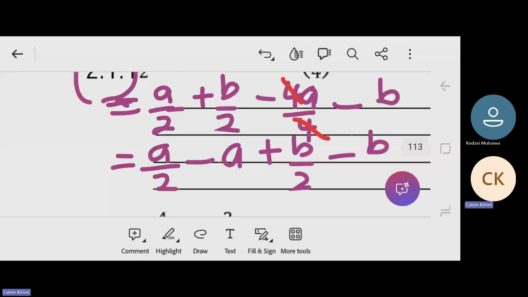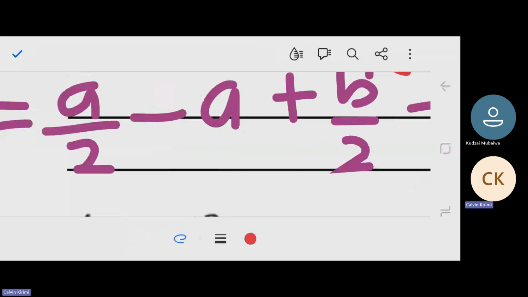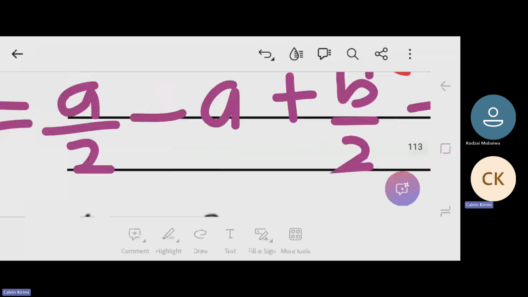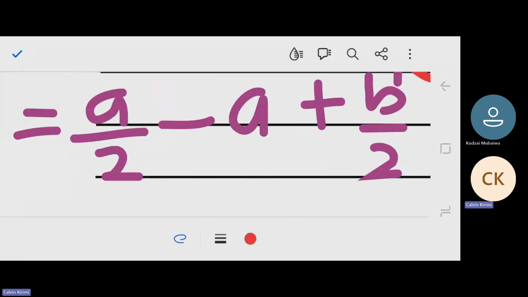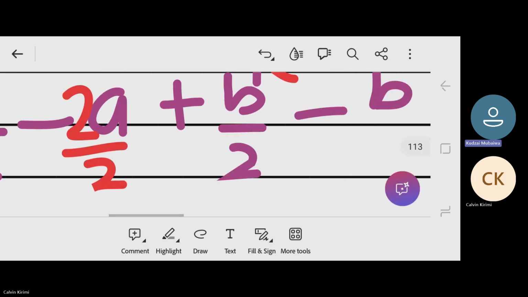Another way of writing A over 2 is that you can manipulate it. It can be written as 2A over 2. Can you see? Yes, sir.